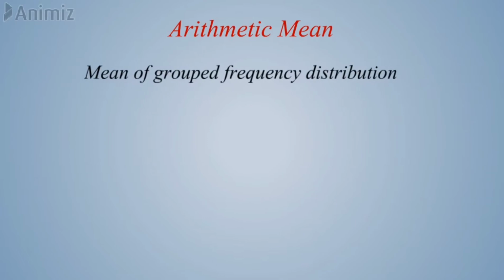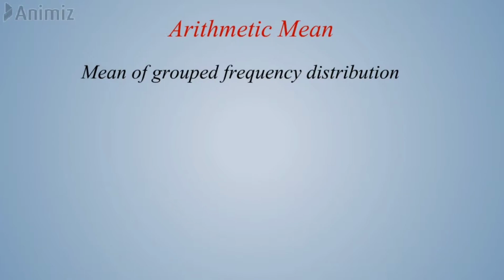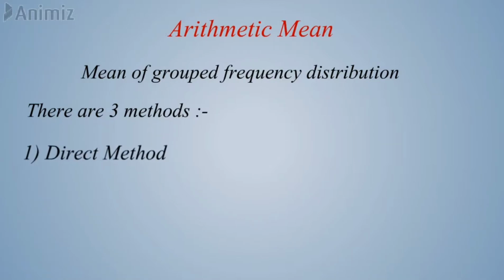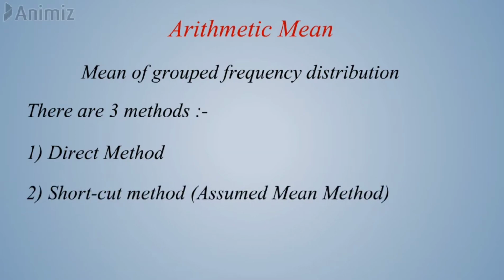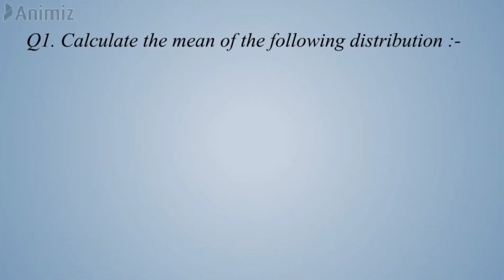Students, let's discuss the mean of the group frequency distribution. Whenever you want to calculate the mean of the group frequency, there are three methods. The first method is the direct method. The second one is the shortcut method, which is also known as the assumed mean method. And the third one is the step deviation method. In this video, we will solve the sum by all three methods. So let's start.